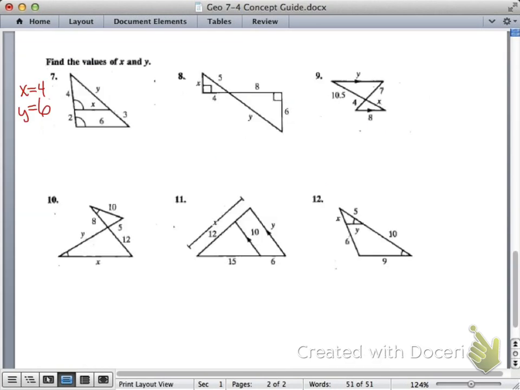On number 7 here, the answer is x is 4, y is 6. There's the shared angle up at the top. Also, do you see that there's two segments, two sides that are parallel because of the corresponding angles?